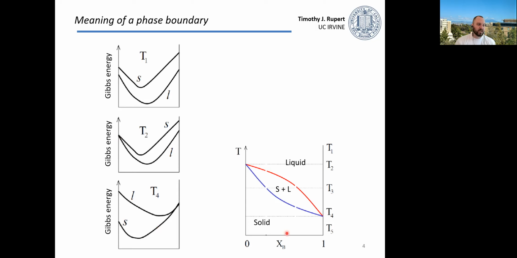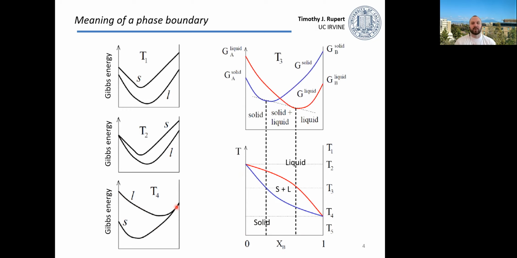So if we're down at really low temperatures, T5, the solid is going to be the low energy option everywhere. As I increase my temperature, the first place I'm going to hit this phase boundary is on the right side, and that's where the liquid curve starts to be at the same energy level as the solid. Okay, those are those critical points.